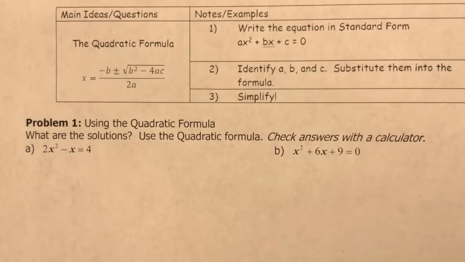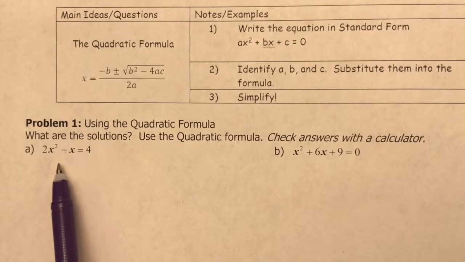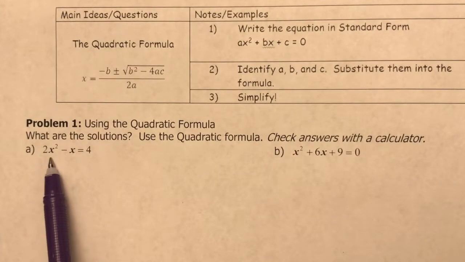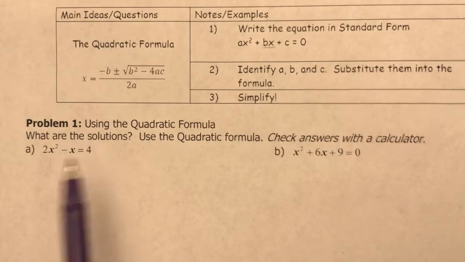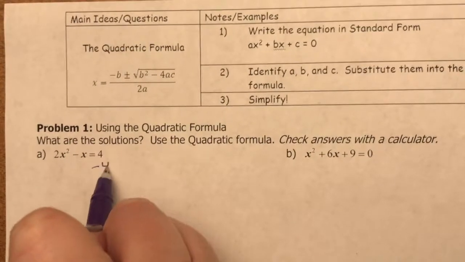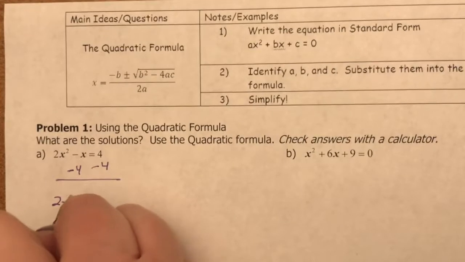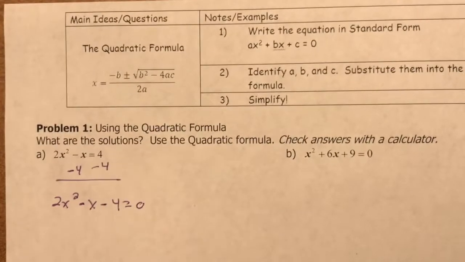Okay, so let's take a look at problem number 1. Use the quadratic formula. What are the solutions? So when using the quadratic formula, we need to have one side of our equation equal to 0. I always like to keep the quadratic term with a positive lead coefficient. So I'm going to go ahead and remove the 4 by subtracting 4 from both sides. So it's minus 4, and we're going to end up with 2x squared minus x minus 4 equals 0.